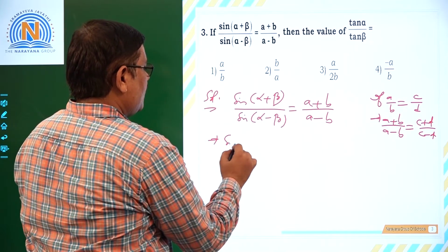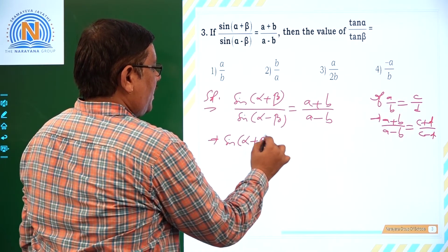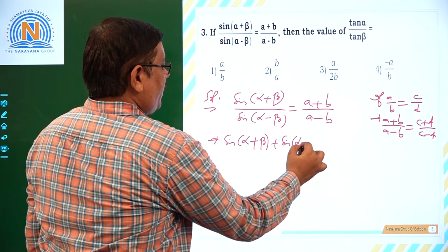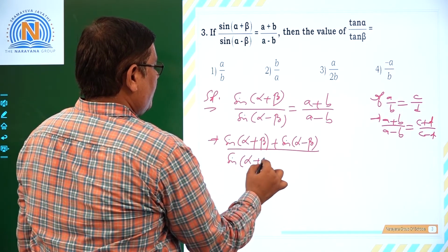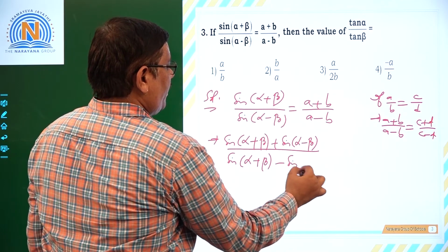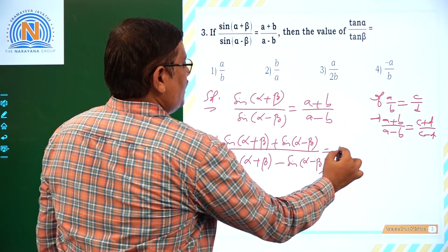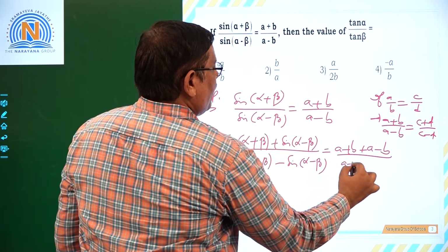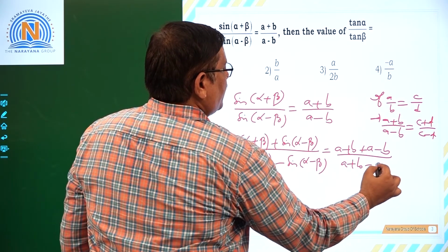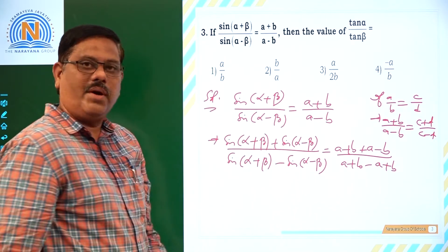This particular property we can use, which we call componendo and dividendo. So we can write: sin(alpha plus beta) plus sin(alpha minus beta) by sin(alpha plus beta) minus sin(alpha minus beta) equals (a plus b) plus (a minus b) by (a plus b) minus (a minus b), that is, 2a by 2b, of course. Componendo and dividendo.